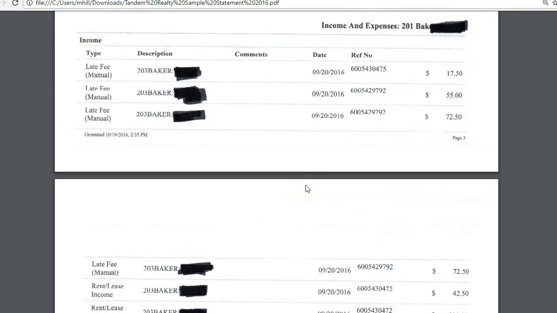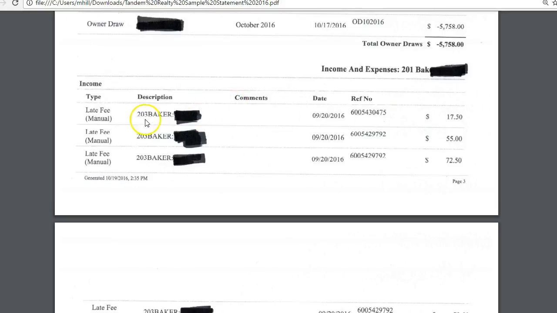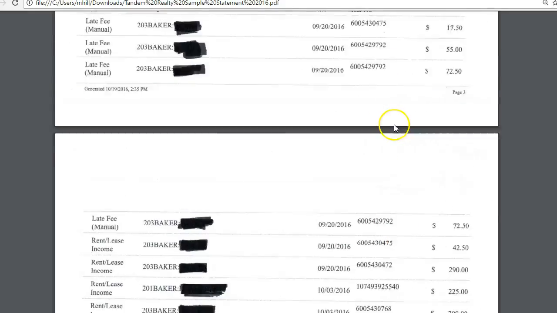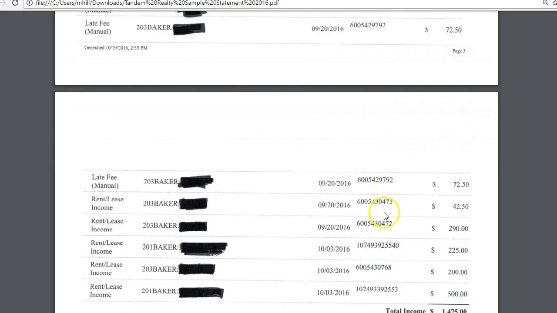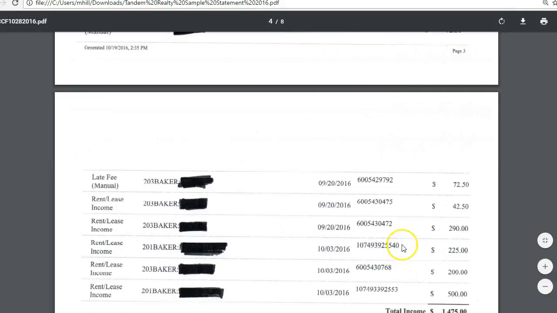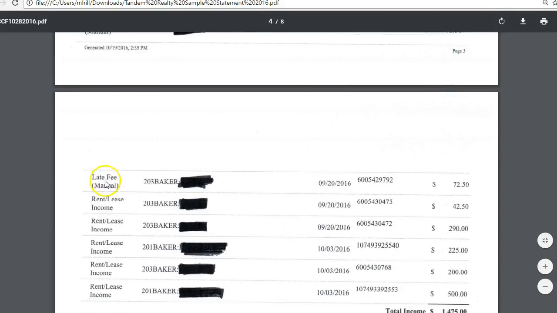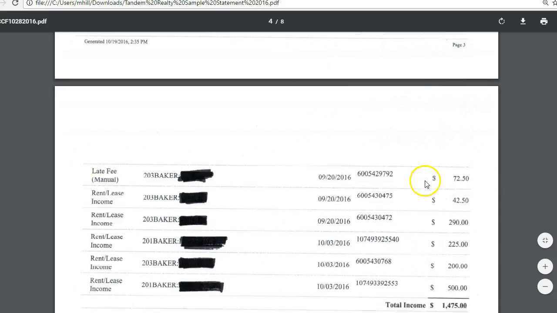So that's how you can tell in the income what has been paid in, what's been paid towards, who paid it, when they paid it, and the reference number to be able to tie it back to how much each payment was. So you take the reference numbers that are the same, add them up, and that's how much the payment was, and then this is the amount of the charge over here that they paid.